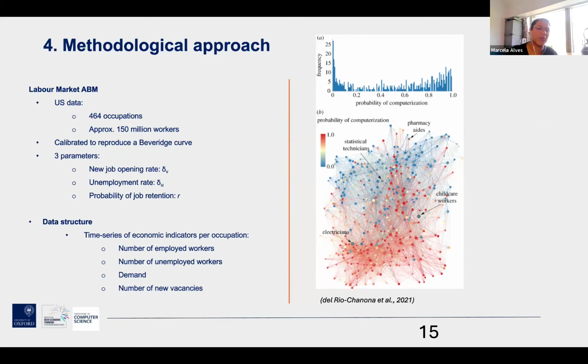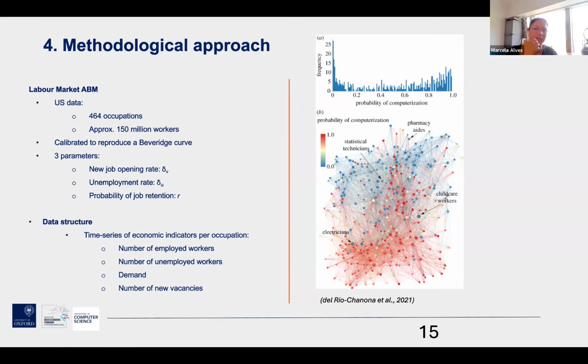So here, they start the ABM with this network architecture. Sorry, I will say graph, so we are not confused. So they start the ABM with this graph structure where the connection here represents the probability of you moving from one occupation to another, and they apply a shock here, which is the probability of computerization of a profession.